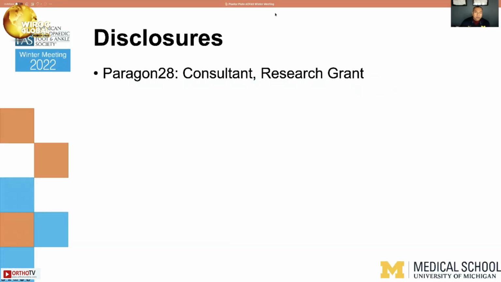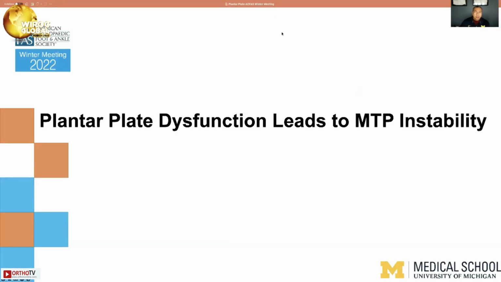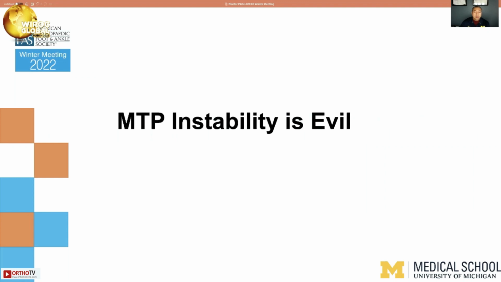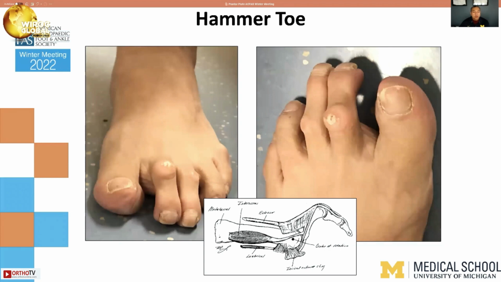Here are my disclosures. And my first statement is that plantar plate dysfunction leads to MTP joint instability. And instability of the MTP joint is evil. Why is it evil? Well, it leads to things like metatarsalgia, synovitis of the MTP joint, and even hammer toes.